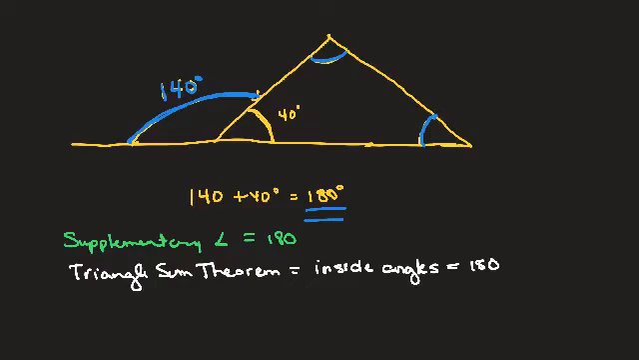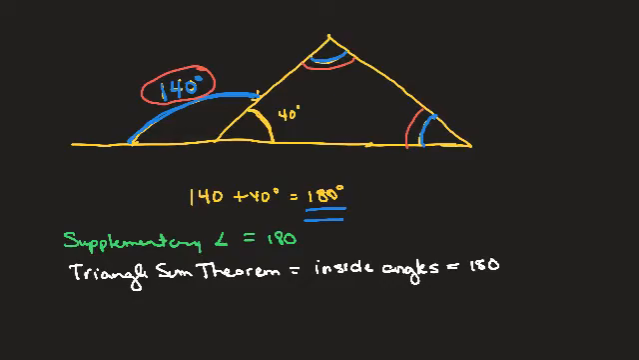Therefore, when you add the two blue inside small angles, they will also equal 140 degrees. Right? Because 40 degrees inside is already taken, so that leaves me 140 inside. That is what the exterior sum theorem tells us: that the measure of this external angle is equal to the measure of the two opposite interior angles.